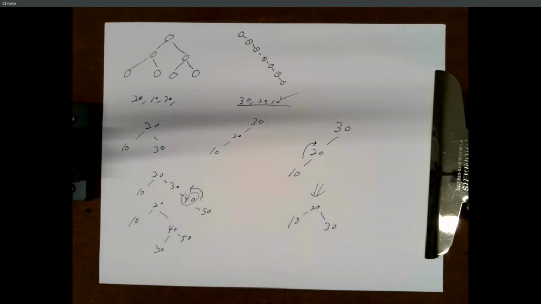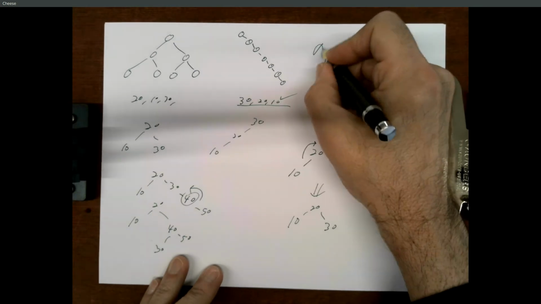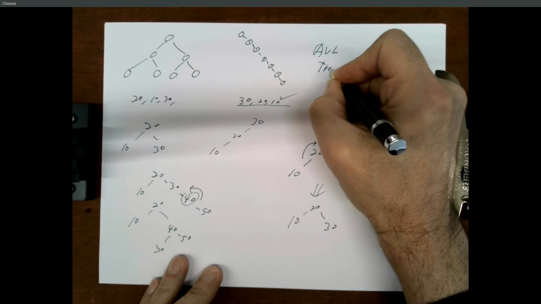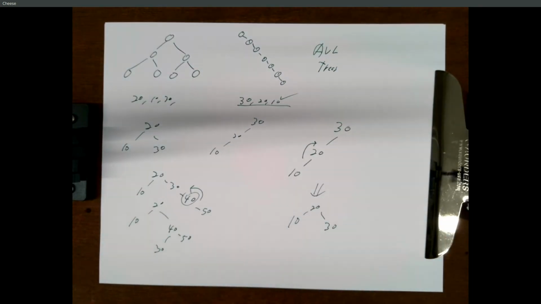So these are called AVL trees, named after three people's initials. Who came up with this algorithm? So the first question is, how do we know if the tree is balanced or not?